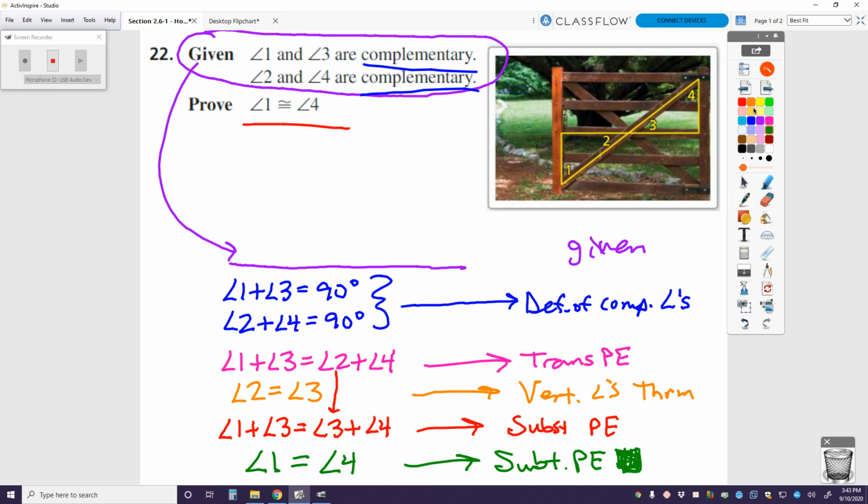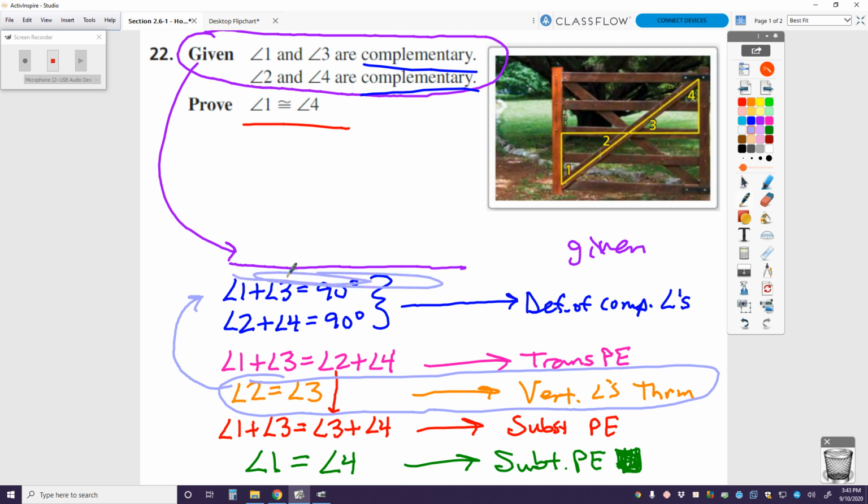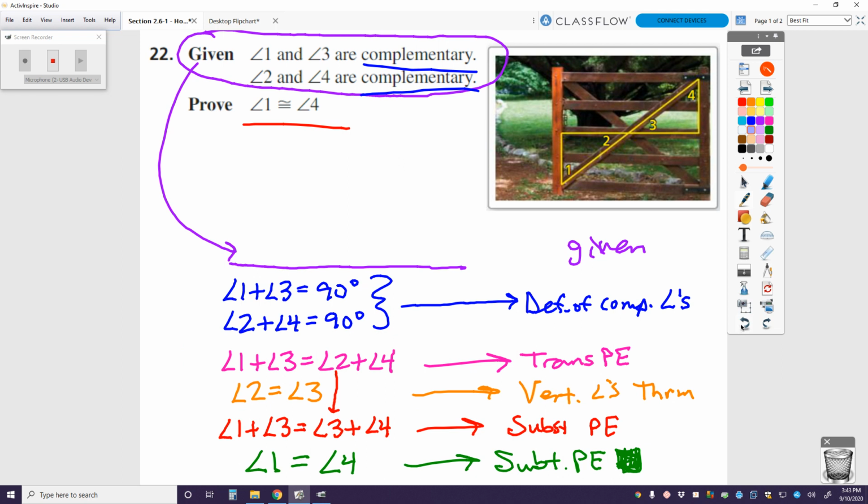Now, a couple other little side notes I want to throw out here. Could you have talked about this vertical angles theorem earlier on in the proof, basically as the second step of the proof? And yeah, you could have talked about it then, sure, and then talk about the complementary angle definition, and then start making the substitutions with the transitive properties. Absolutely, you could have done it that way.